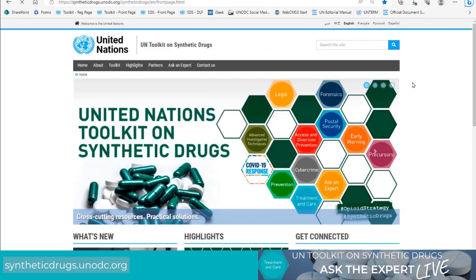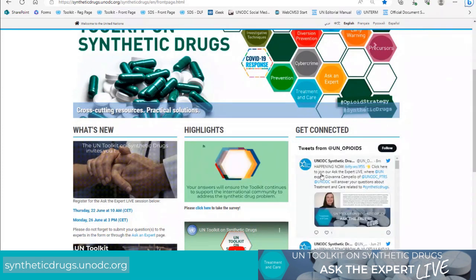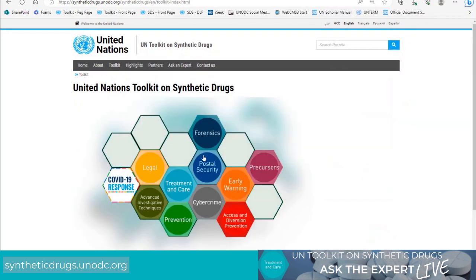Going back to the English page, we again have highlights from the toolkit, upcoming events like today's, and our Twitter page. To access the toolkit itself, we click here. This brings us to what we call modules, and each module offers a distinct set of resources and tools from the UN system. So we have tools from WHO, from various sections of UNODC, like cybercrime, criminal justice. We also work with the border management team, and each of these resources are included in each of the respective modules.